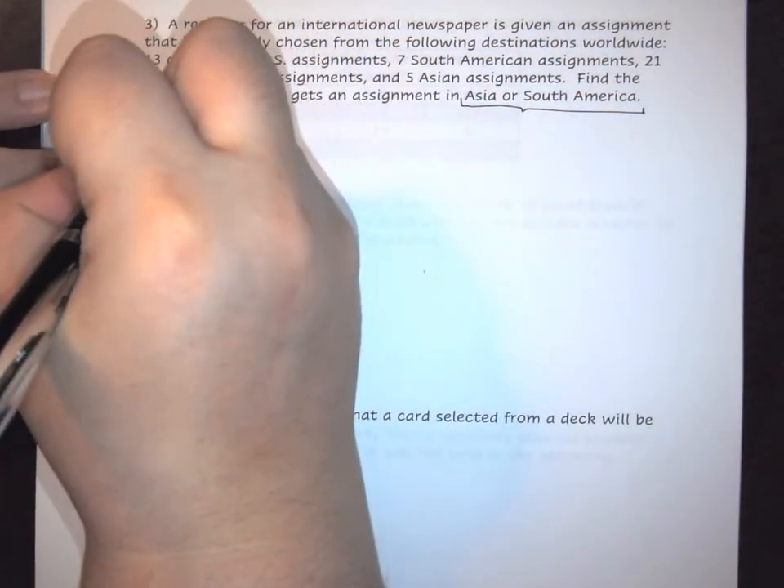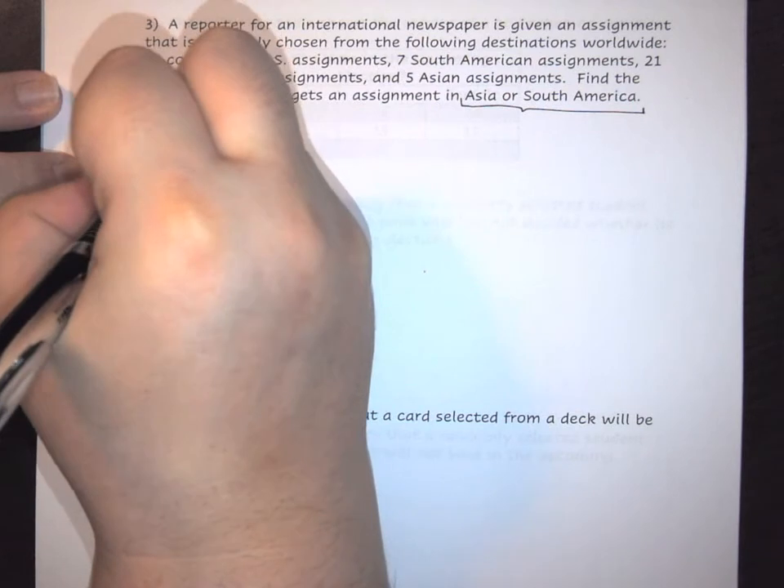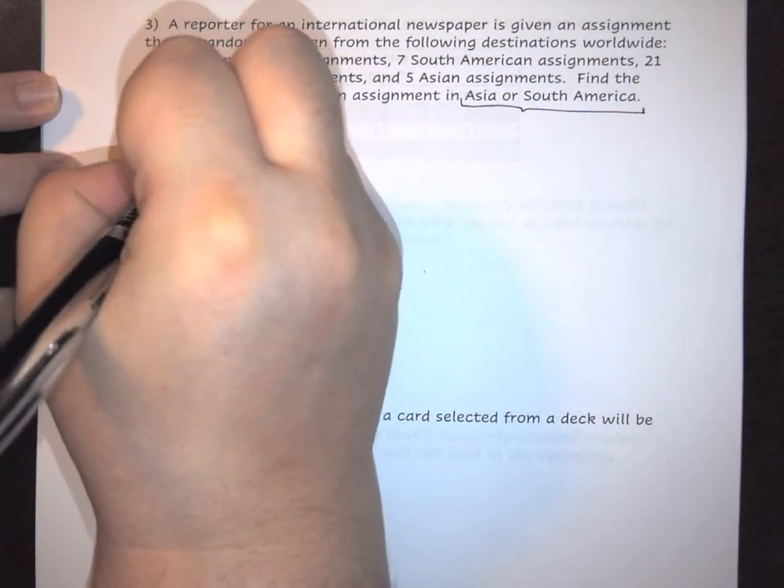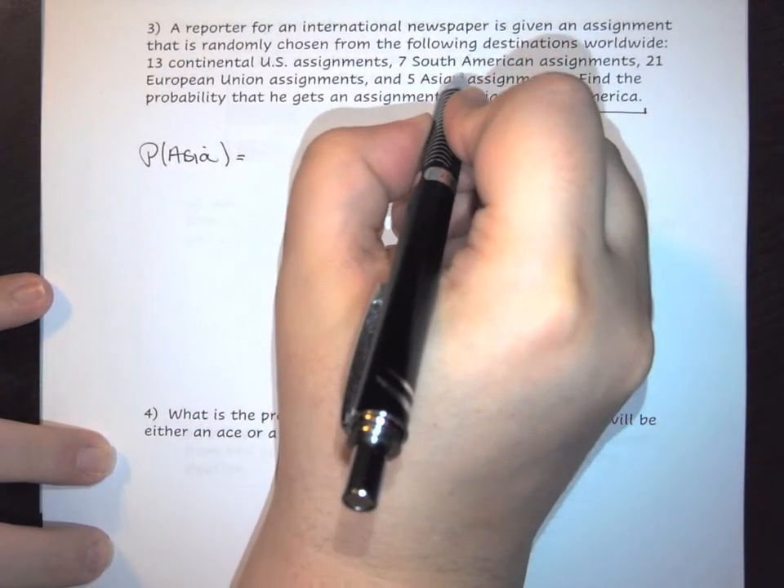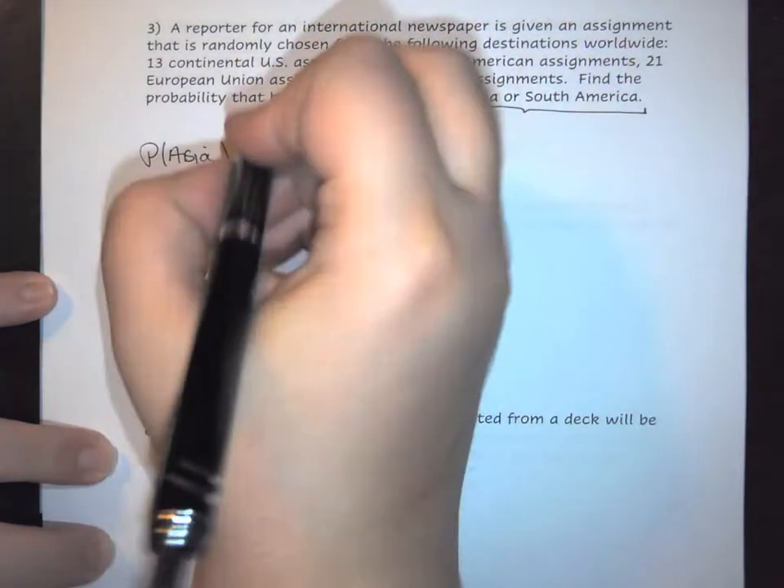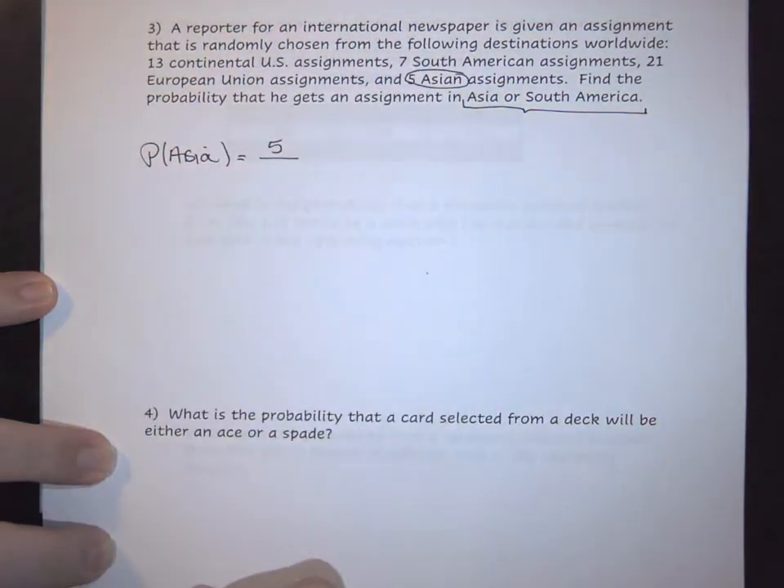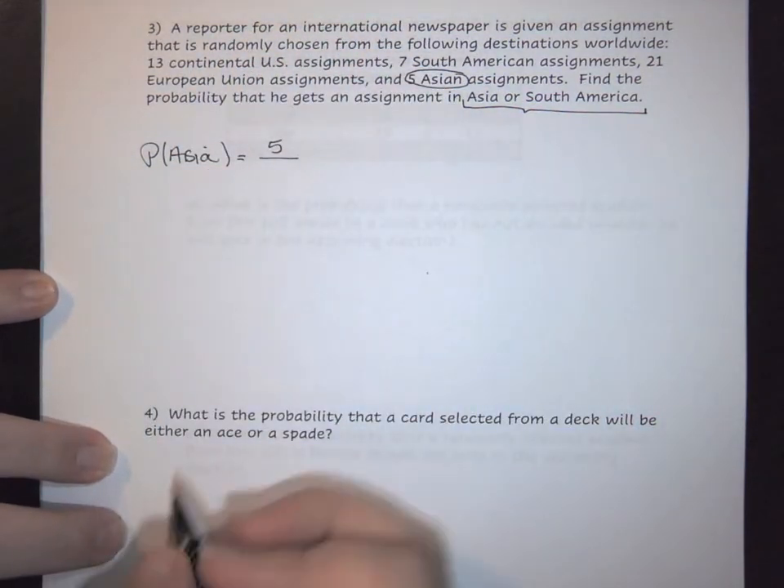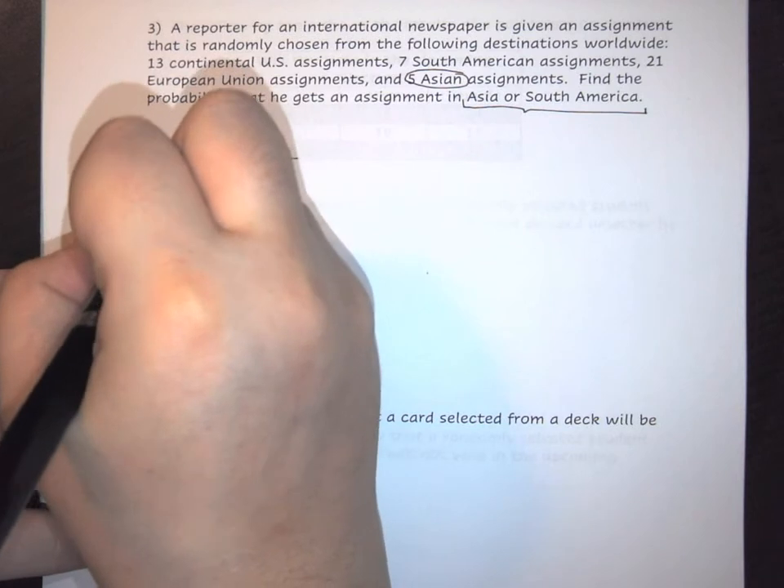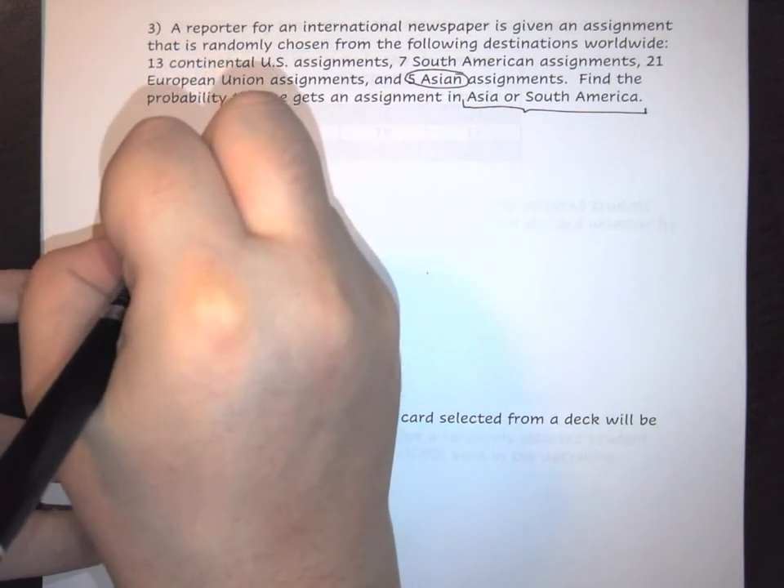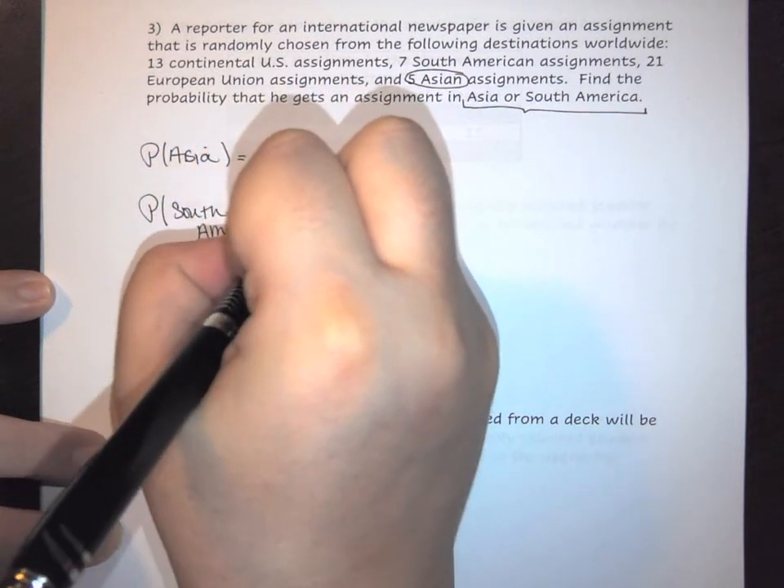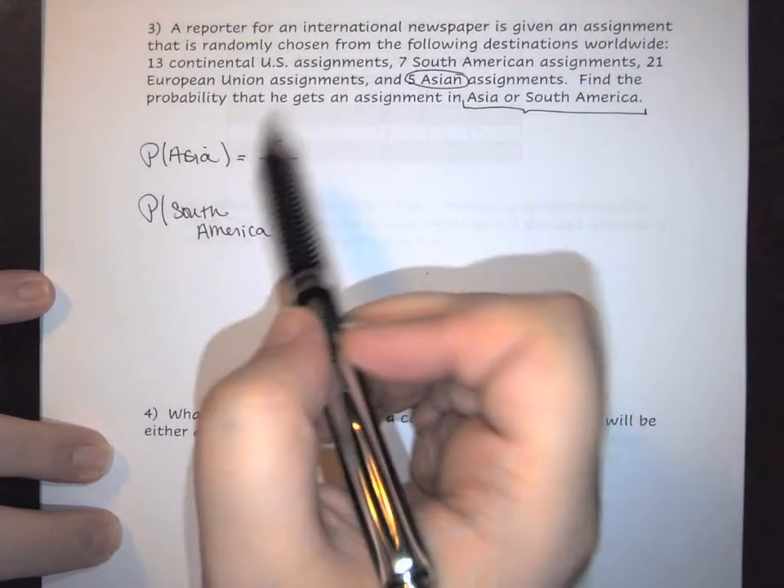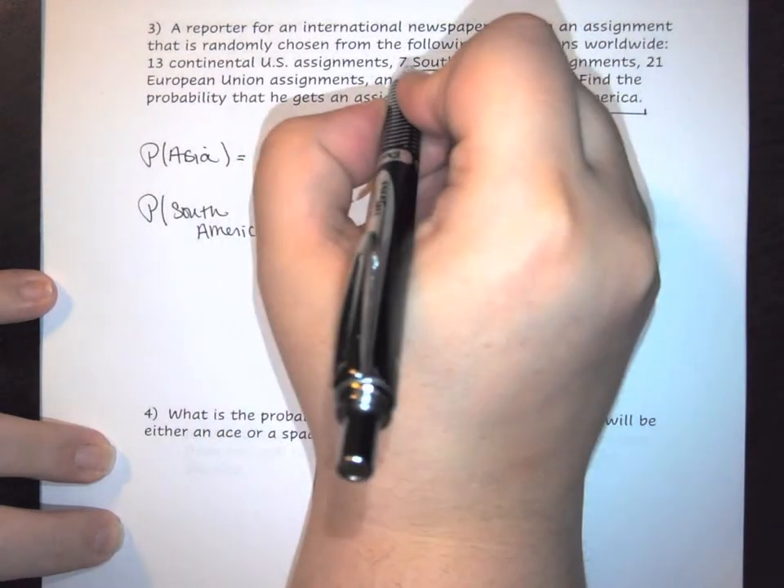So this last piece, again, is your most important part. So we care about the probability of an Asia assignment, which we were told is 5. So this is going to be 5 out of, and we have to calculate our total, which we haven't done yet. And then we need the probability of getting a South America. So in this case, we would look and we have South America shows up right here, South America, and those had 7.